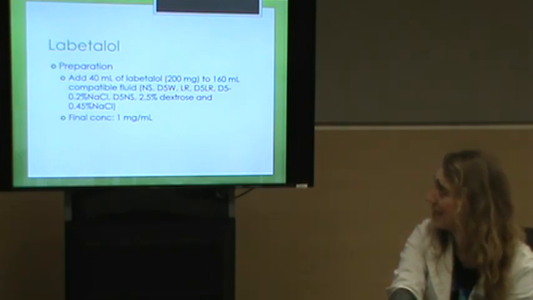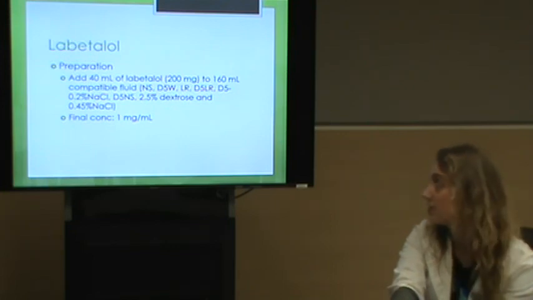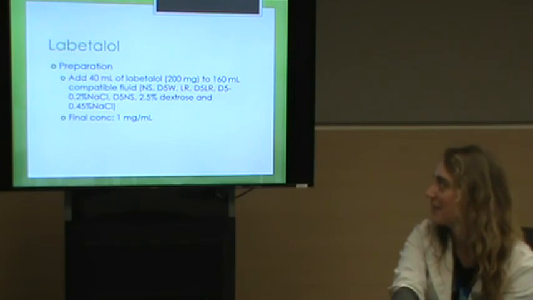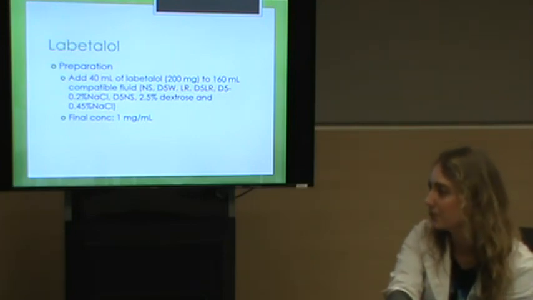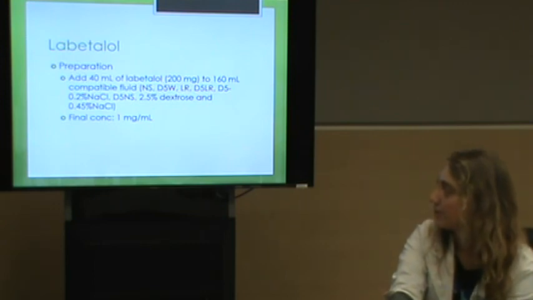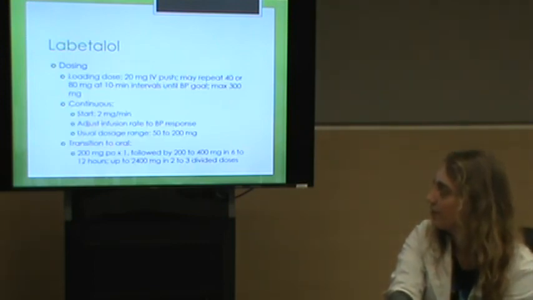And one of the nice things about labetalol is that it's compatible with almost everything in terms of main IV fluids, not necessarily other medications, but in being able to mix it for you, we could use pretty close to whatever is available. It's just important to make sure your final concentration is 1 mg per ml.